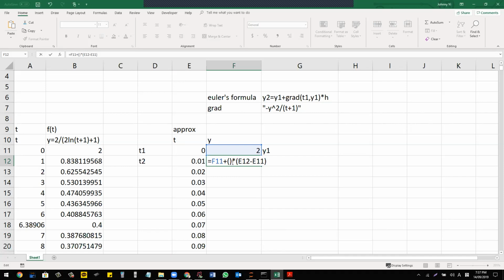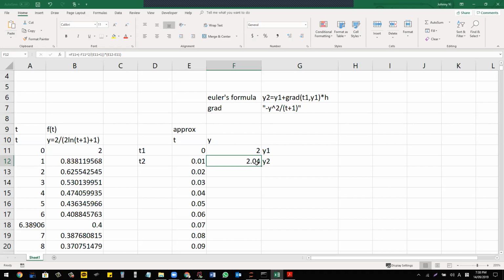Hold on, why is it not highlighting? Oh, there you go. Now, that's the step, and the gradient is given by this one here, which is negative y1 squared over bracket t plus 1, which is that, plus t1 plus 1. Okay, so I've got 2.04.